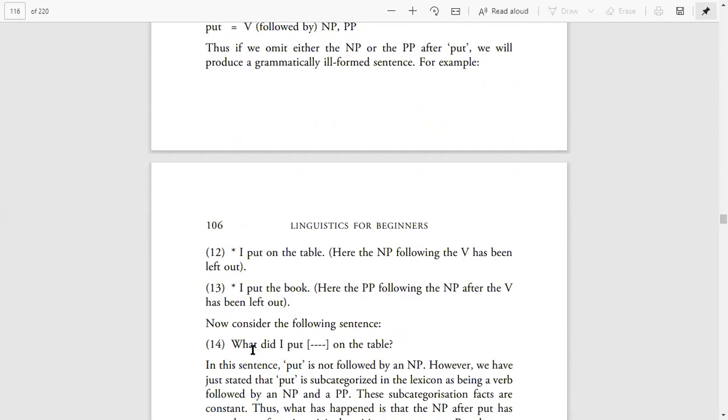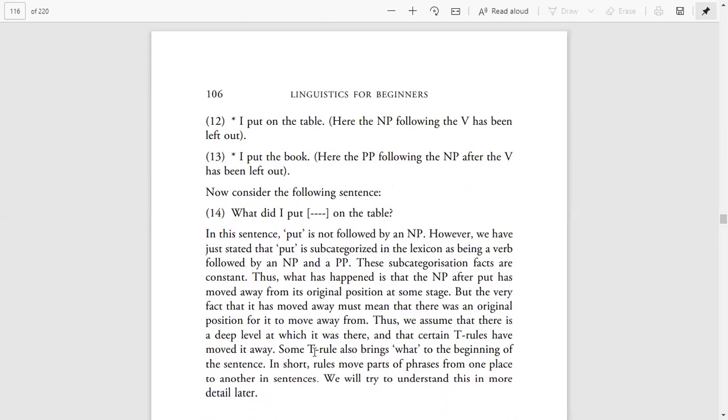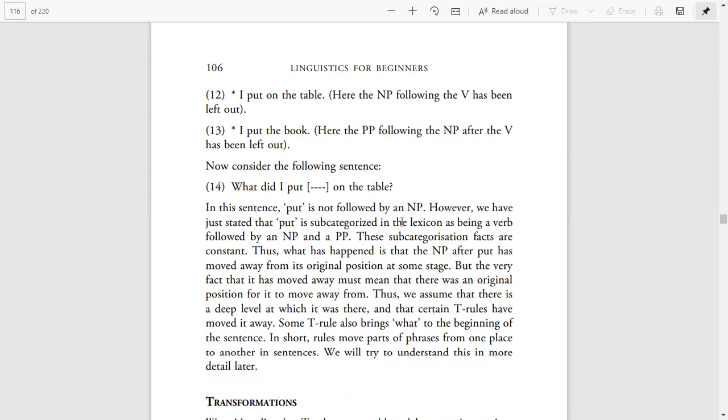We are posing a question, right? We do not need an NP here after put, right? We can simply say what did I put on the table. I do not need to say what did I put the book on the table. It will be an ill-formed sentence if I put an NP after this put, right? In this sentence, put is not followed by an NP. However, we have just stated that put is subcategorized in the lexicon as being a verb followed by an NP and a PP.